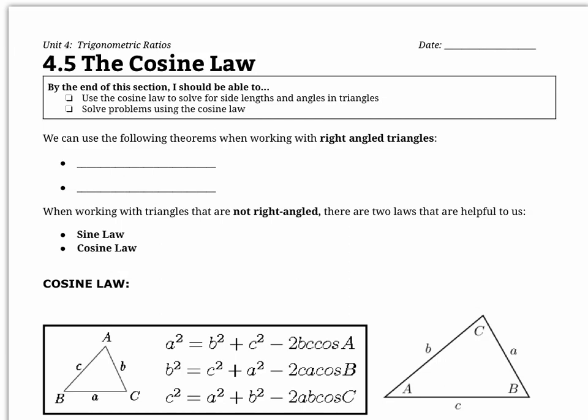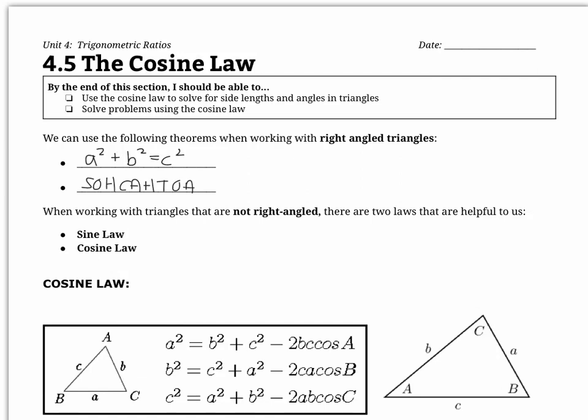So we know that if we have a right angle triangle, we can use the following theorems. We can use Pythagorean Theorem, so a squared plus b squared is equal to c squared. And we can also use the trig ratios, which we can remember using SOHCAHTOA. So those are our two tools that we can use if we have a right angle triangle.